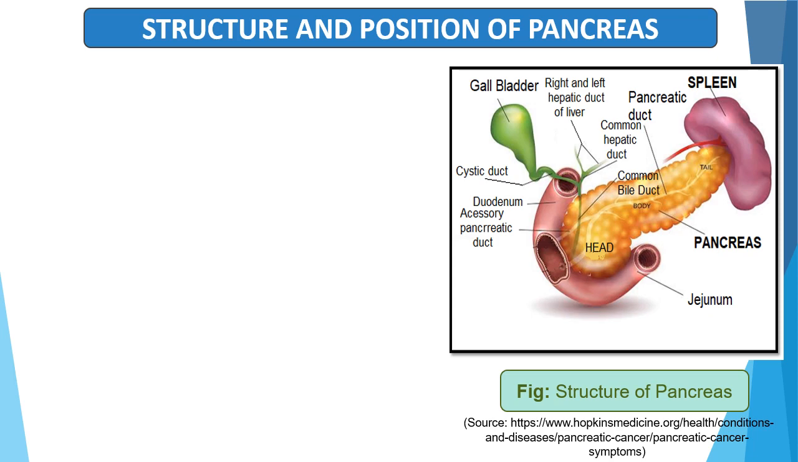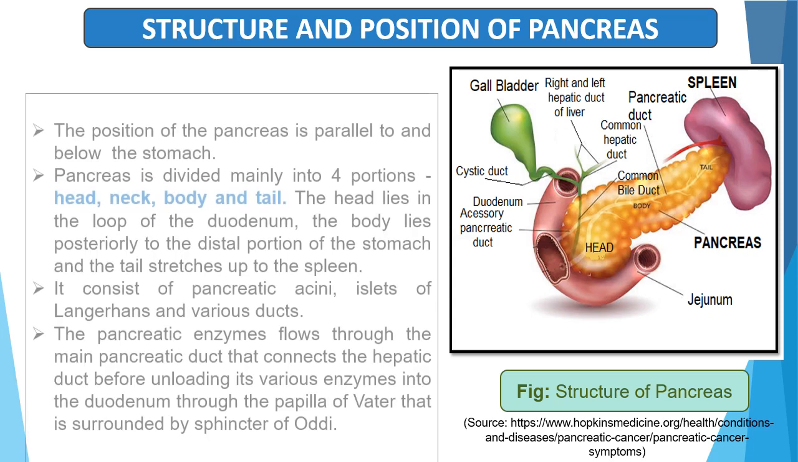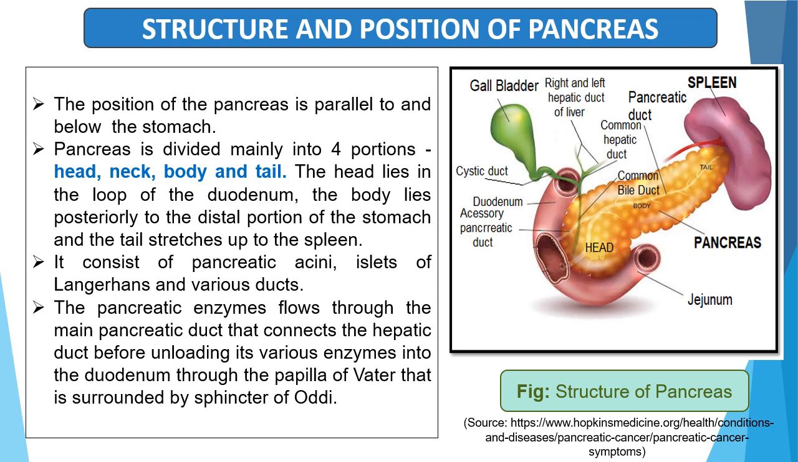Next comes structure and position of the pancreas. The position of the pancreas is parallel to and below the stomach. In this pictorial diagram, you can see the pancreas and its position. This is the duodenum, this is the pancreas, this is the spleen, this is the pancreatic duct, this is the common bile duct, this is the common hepatic duct, this is the right and left hepatic duct of the liver, this is the gallbladder, this is the cystic duct, this is the accessory pancreatic duct, and this is the jejunum.